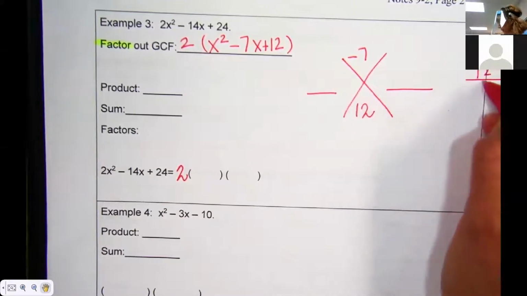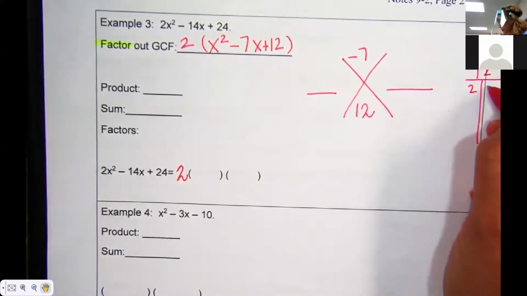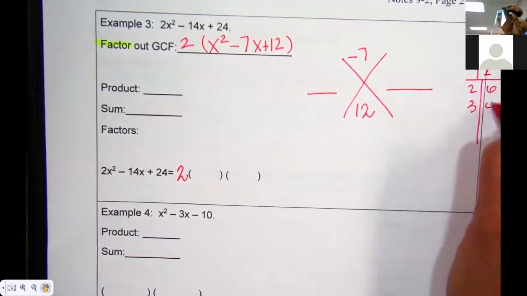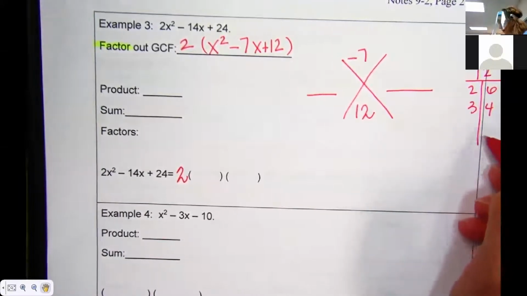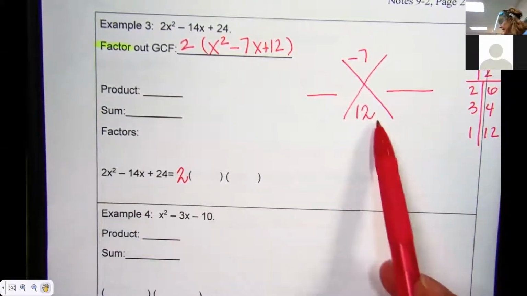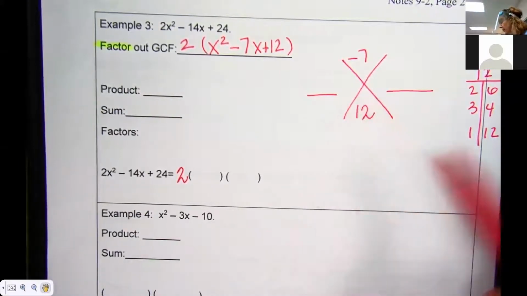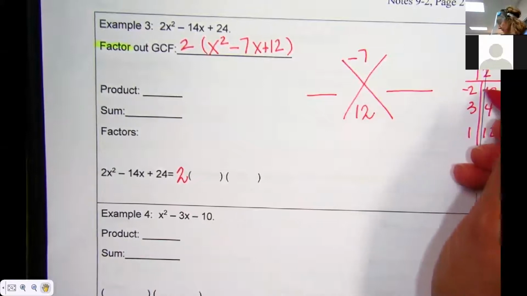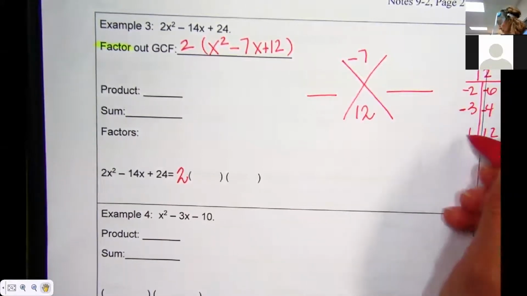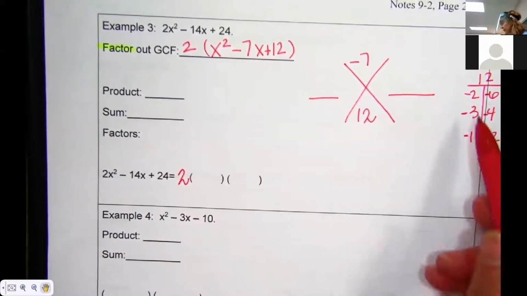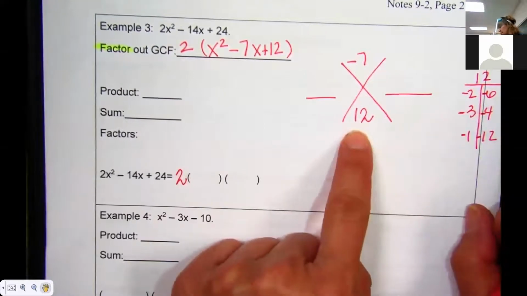So for 12, we have 2 and 6, 3 and 4, what else? 1 and 12. Now, since this number is positive right here, that means both of these have to have the same sign. Because 2 negatives multiplied together makes a positive.